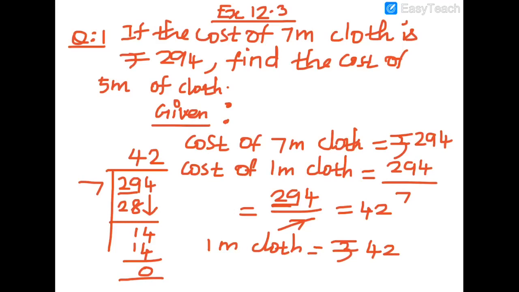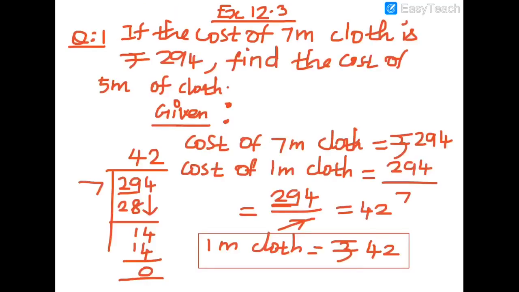This is for 1 meter cloth, but the required amount is for 5 meter cloth, as they asked. I will make this important, and I will make this tabular. 1 meter cloth we found is 42 rupees. The next one is the cost of 5 meter cloth.